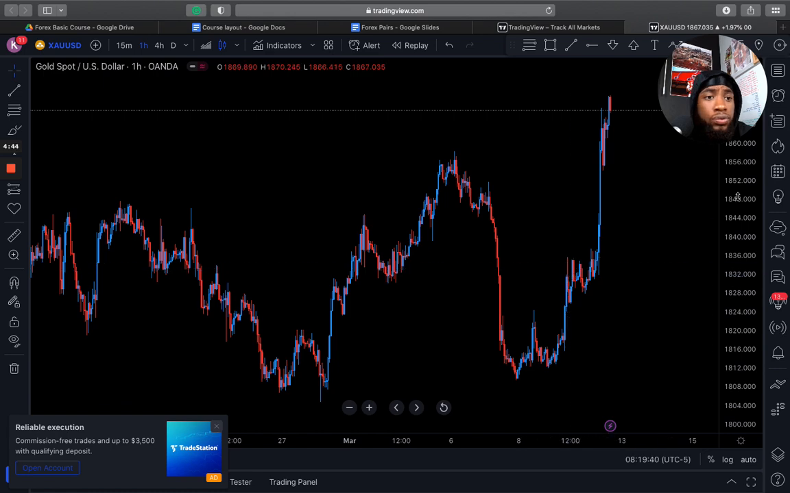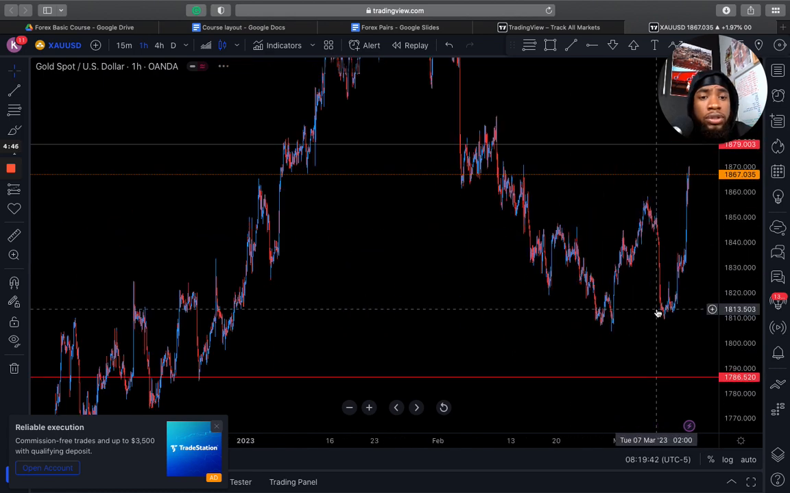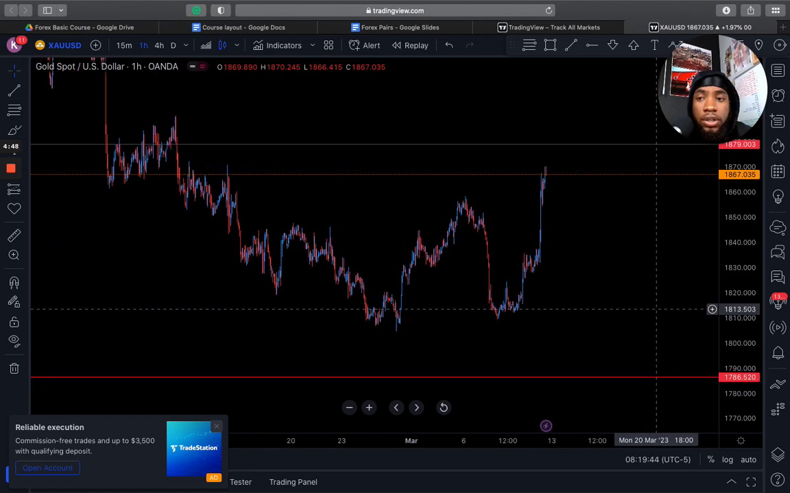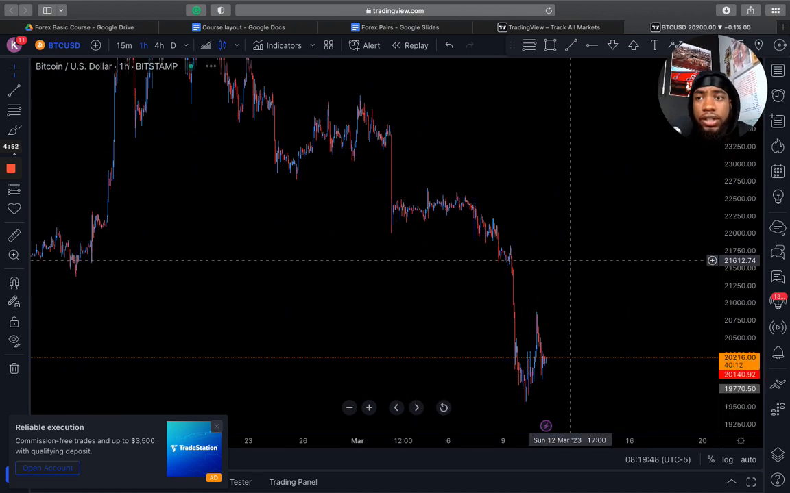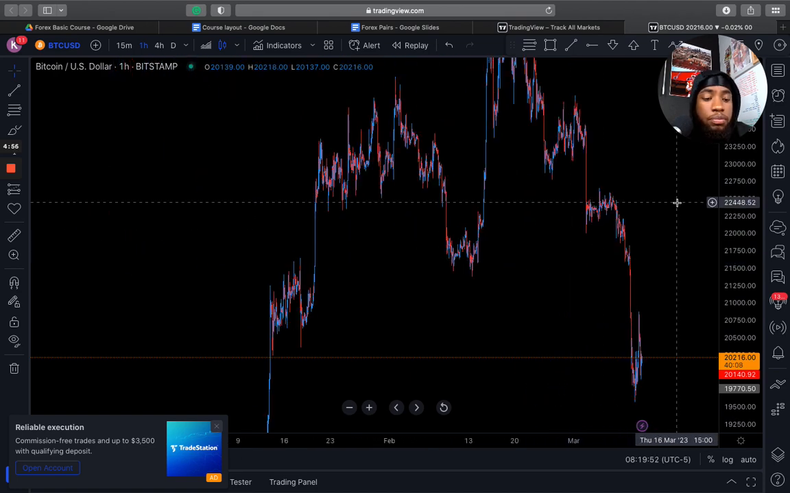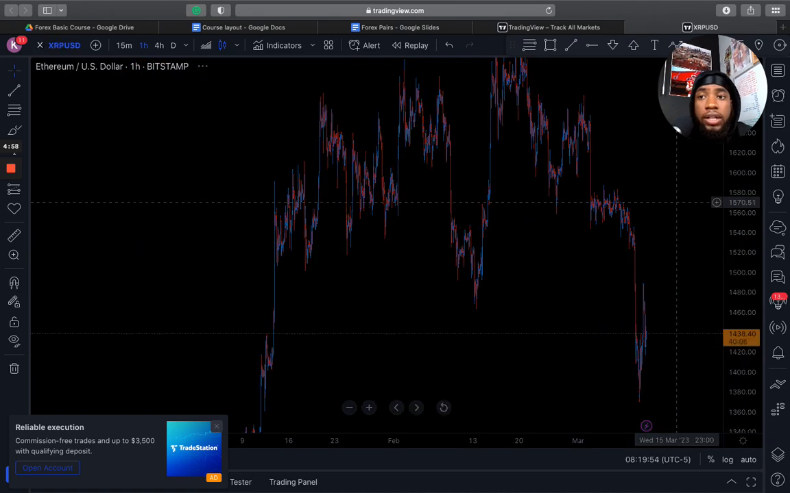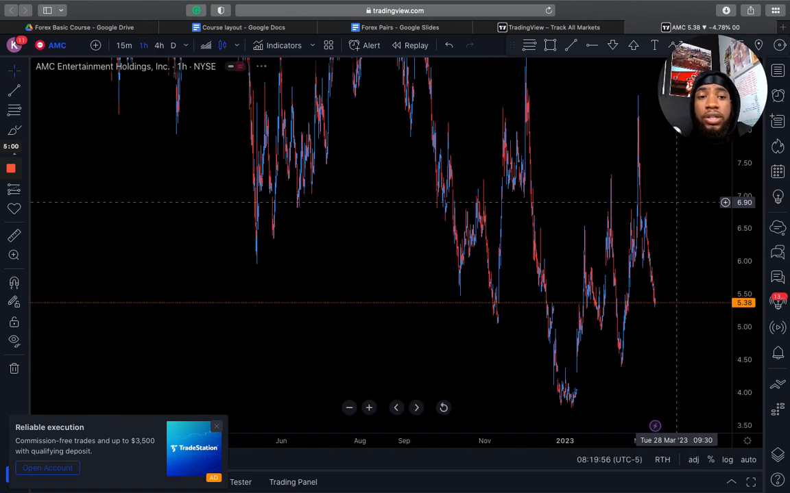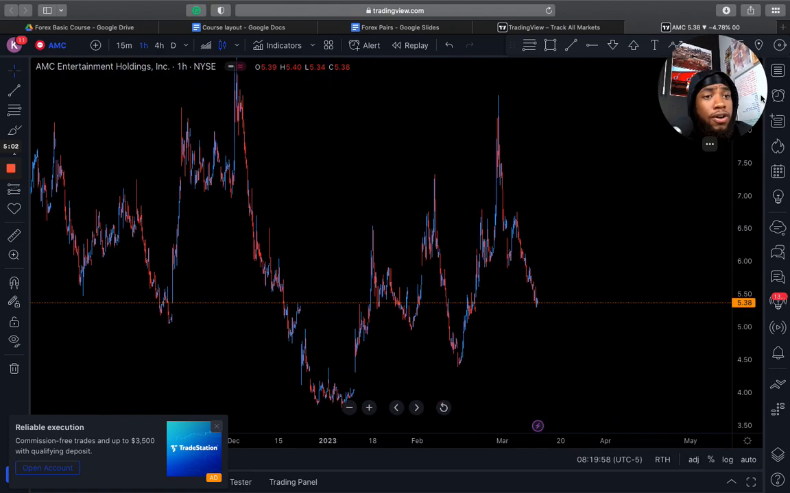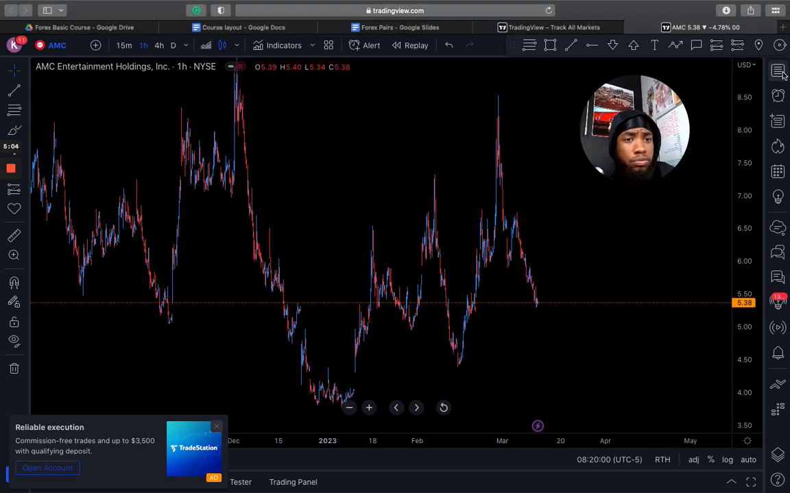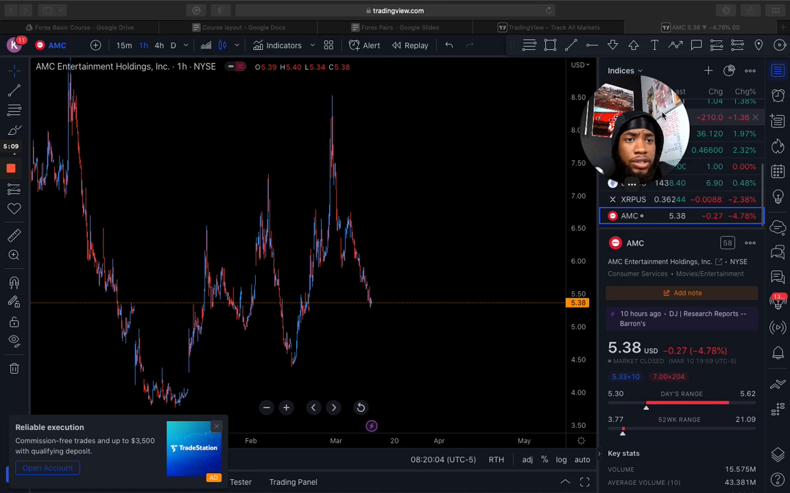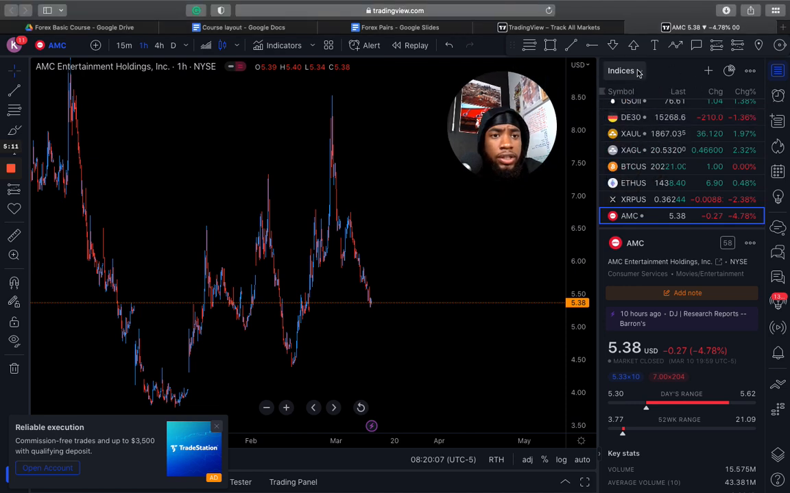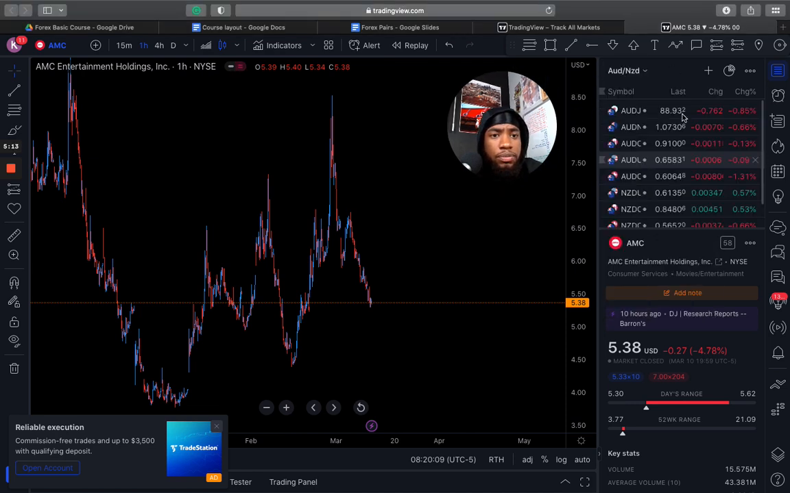Gold went on a heck of a run. That's crazy. I didn't even see that. Silver, Bitcoin, which is tanking, by the way, and Ethereum, XRP. Even got a stock on here. Now, also, some brokers do allow you to trade stocks as well. So that's the thing.